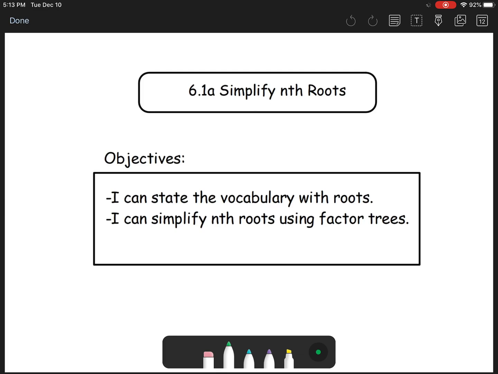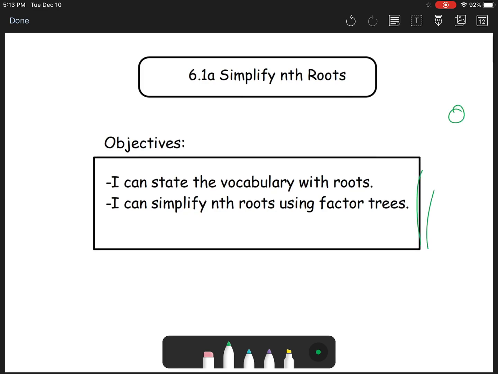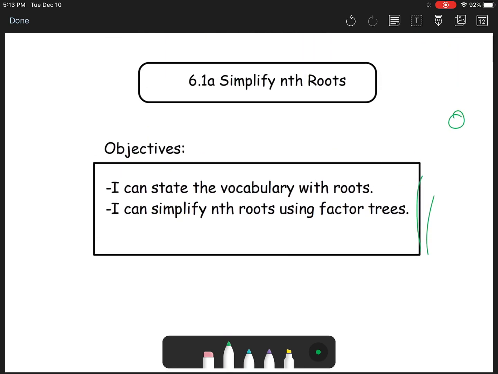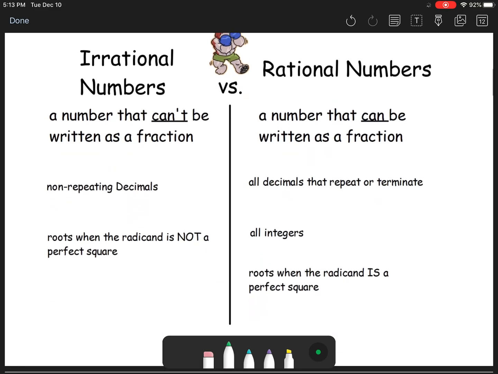6.1a is on simplifying nth roots. So roots or radicals are what Unit 6 is all about. And the important thing to remember about roots and radicals is that they are the opposite of exponents. So this unit is the opposite of our exponent unit.